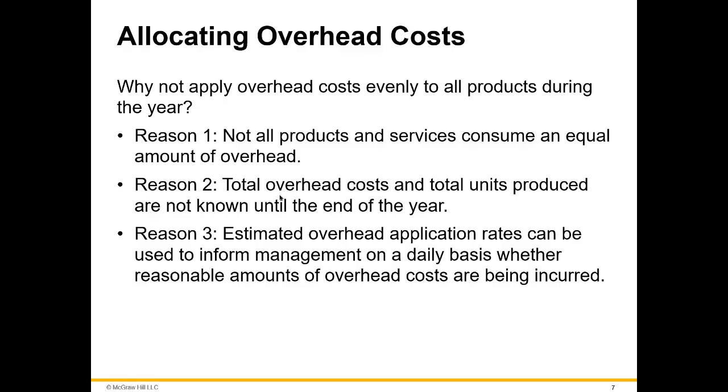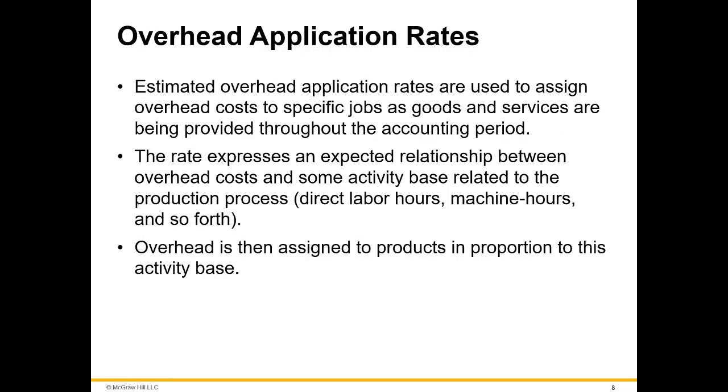We also don't know the overhead costs, the total, until the end of the year. And so what we have to do is estimate on an ongoing basis, on a daily basis, what an expected amount of overhead costs should be allocated to each particular job. So to do so, we have something called an overhead application rate. So what we do is we say, what is the estimated overhead we're going to have?